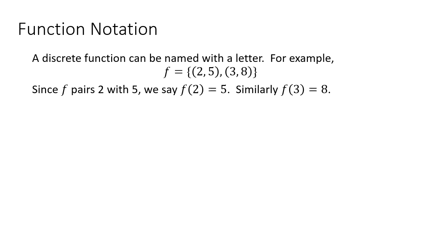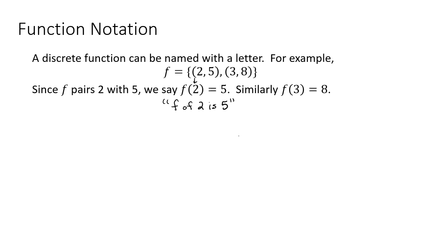Well, then in this case, since the function f takes an input of 2 and pairs it with an output of 5, in function notation, we say f of 2 is equal to 5. And that's the way you would read this. f of 2 is 5, or is equal to 5.